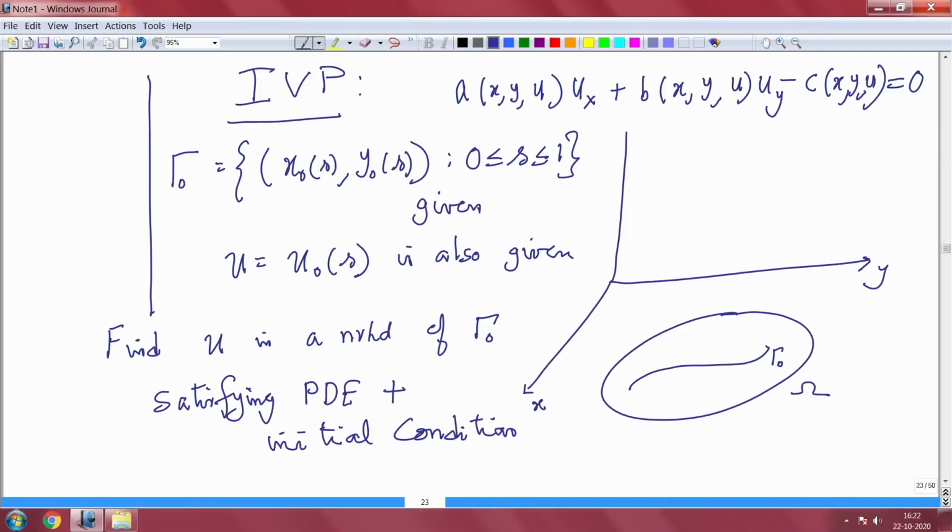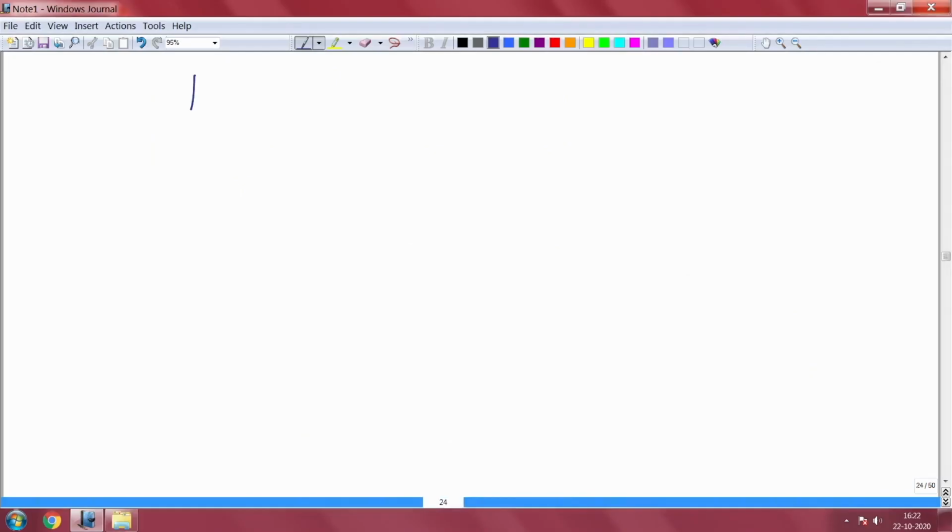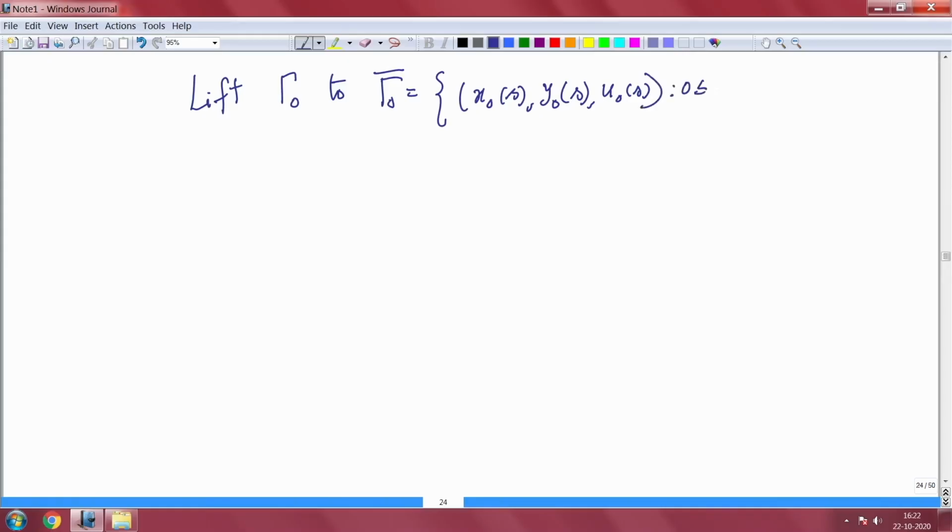Now how do you solve it? How did we solve it in the linear case? In the linear case, you try to find the characteristic curve along the curve gamma naught, which was not possible. So what I am going to do is lift this curve. The method: lift gamma naught to gamma naught bar by adjoining my initial values x naught of s, y naught of s, and adding u naught of s here. So this will be a space curve.